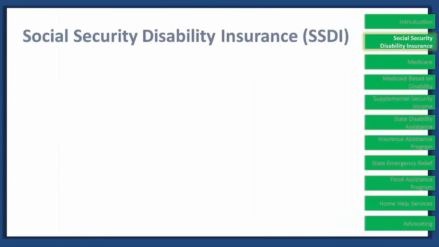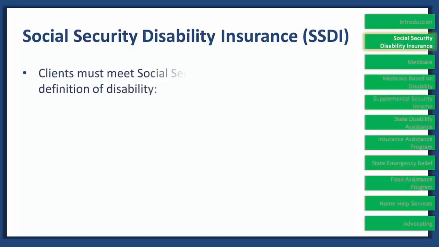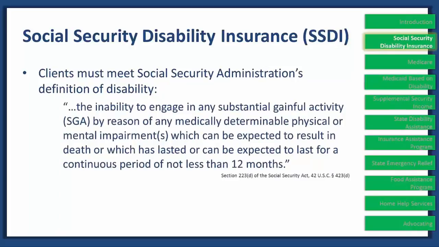The first 4 benefits programs we will cover are Social Security programs that pay monthly cash benefits to people who, because of a disability, are unable to work for at least a year. When clients apply for either SSDI or SSI, they must meet the Social Security Administration's definition of disability. This means that they are unable to perform any substantial, gainful activity that would pay $1,070 a month because of a physical or mental impairment that lasts at least 12 months or results in death.